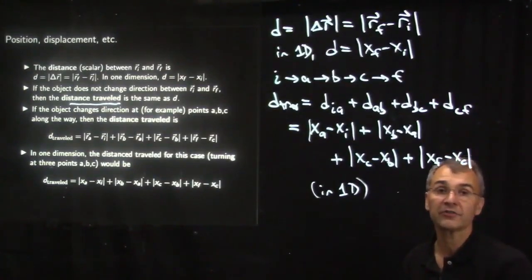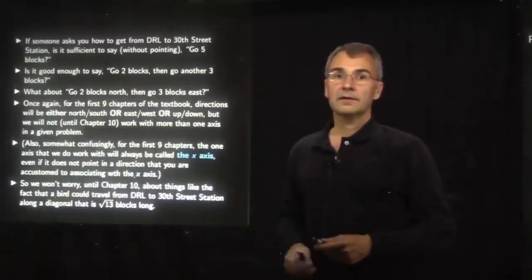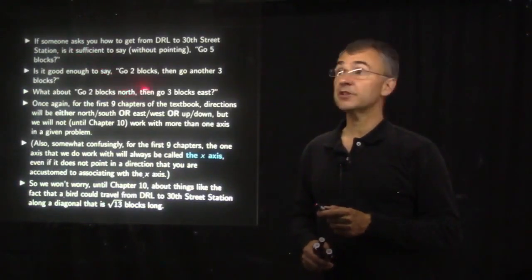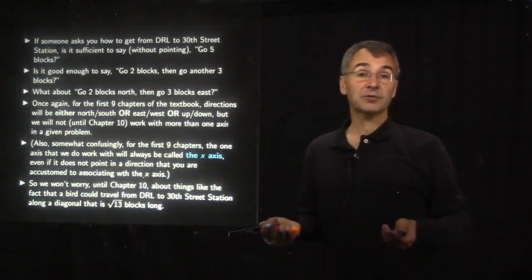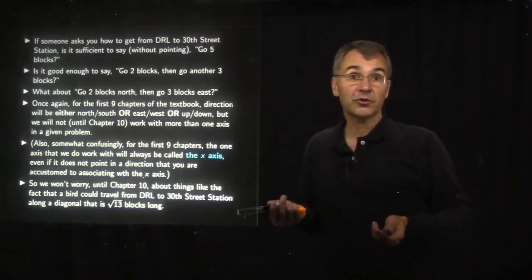You have to work out where it is that you changed direction. Now, if someone asks you how to get from DRL to 30th Street Station, is it good enough to say, without any pointing, just go 5 blocks? I don't think so, because you don't know which direction to go.